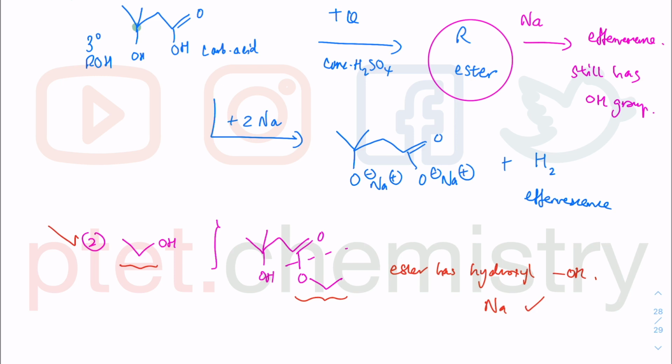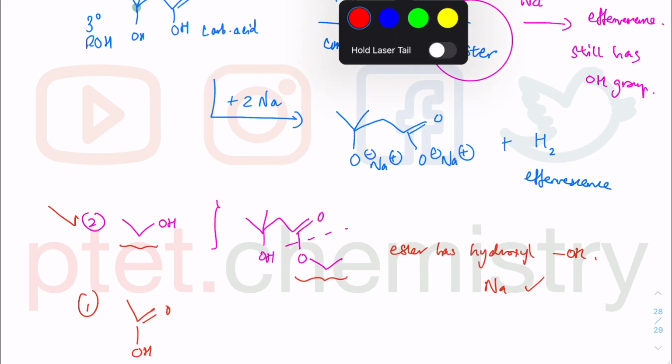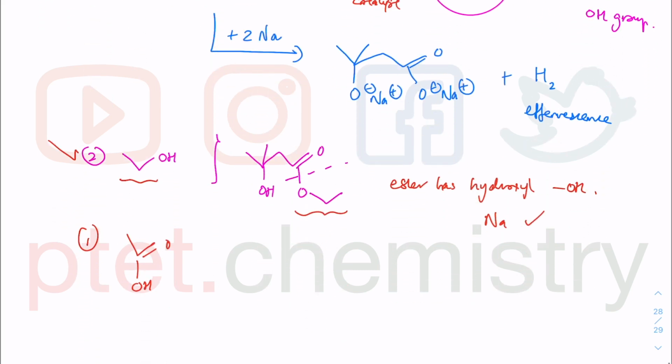So 2 is possible. If I look at option 1, I have a carboxylic acid, which is ethanoic acid because it is a 2-carbon acid. It will react and form an ester in the presence of concentrated sulfuric acid as a catalyst, and it will form the ester with the tertiary alcohol bit, while this carboxylic acid will remain there.